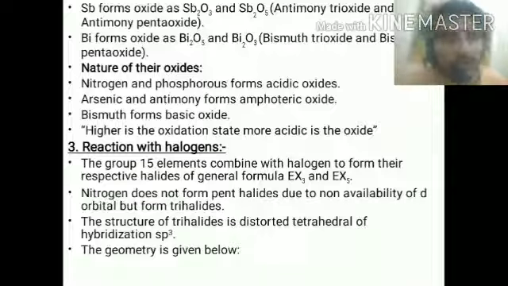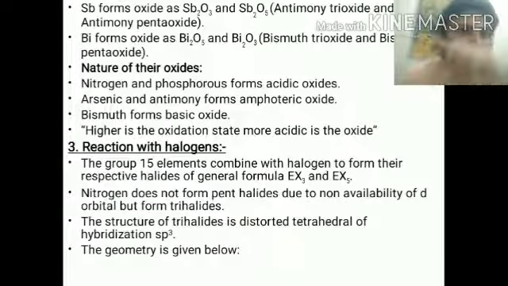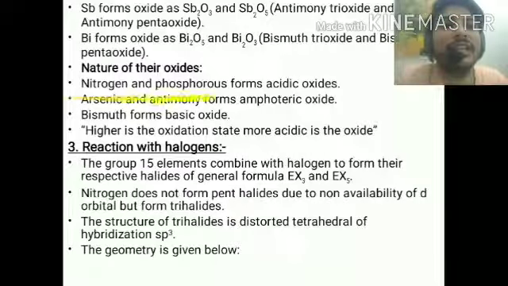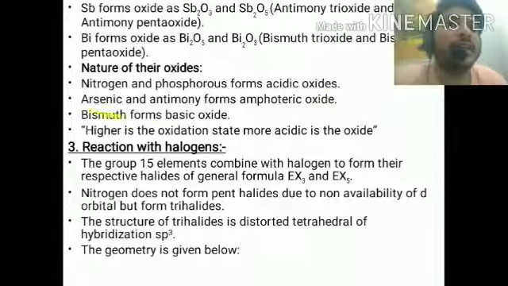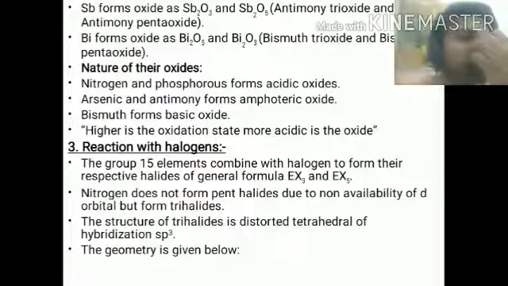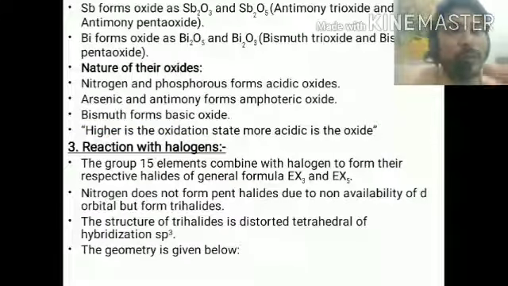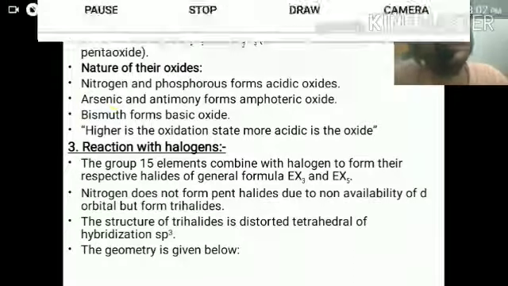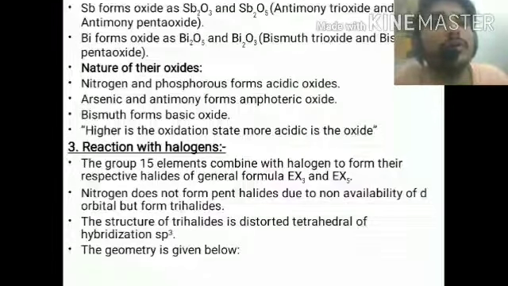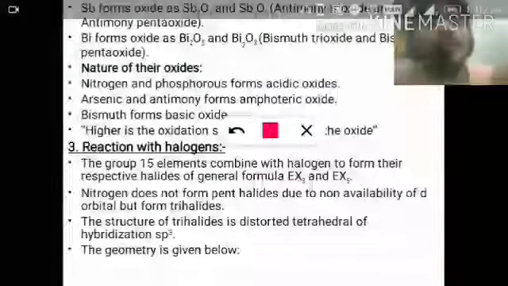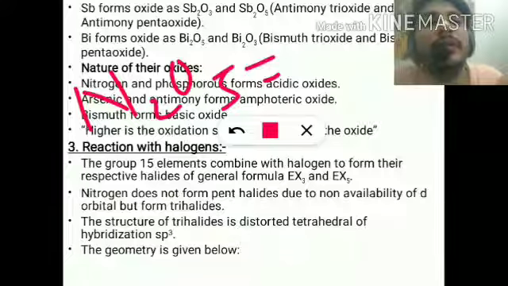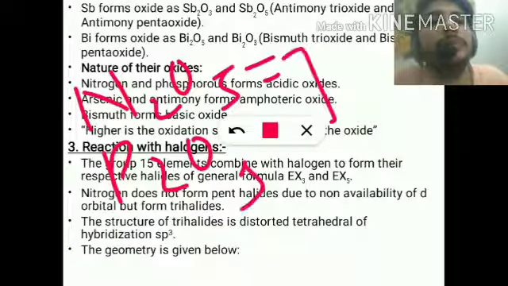Nature of these oxides. What is the nature? We talked about the nature of the hydrides, that's why we are now talking about the nature of the oxides. Nitrogen and phosphorus form acidic oxides. Arsenic and antimony form amphoteric oxides, and bismuth forms basic oxides. So we can say the basicity of the oxides increases from top to bottom. Nitrogen pentoxide and phosphorus pentoxide are acidic.